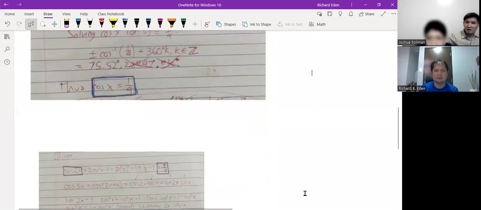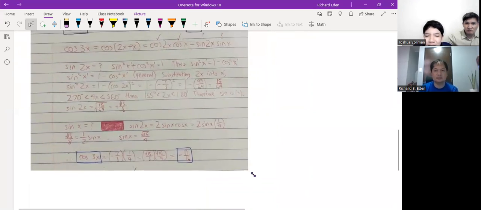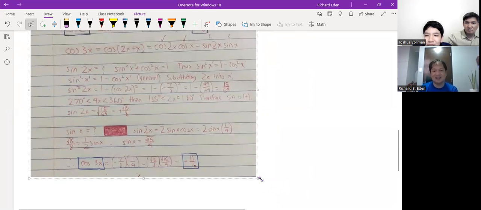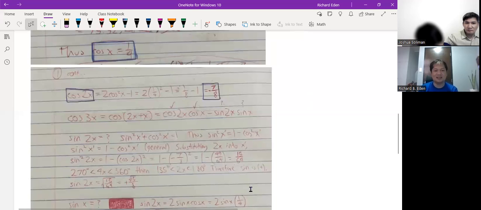Pwede rin po ba, pwede rin pala pong walang calculator din. Di ba po 4x? Yes. Half angle formula o kaya double angle formula. Yes. That is, yeah, that's what I would have gone for. But let me show you as well what I would have done.